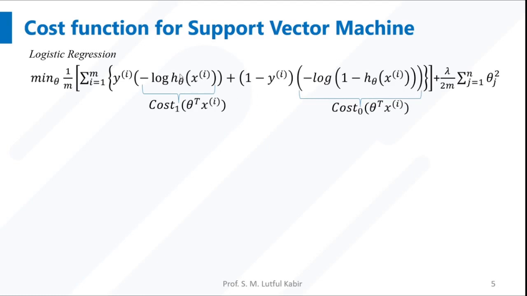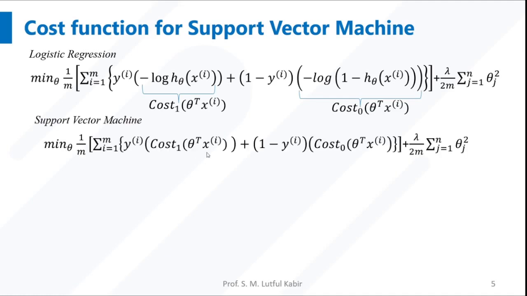We'll replace this logarithmic function by an approximate linear function. So our equation for support vector machine will be like this one, just replacing the logarithmic function with the linear function. This is our cost 1 of theta transpose x i, and this is our cost 0 of theta transpose x i.